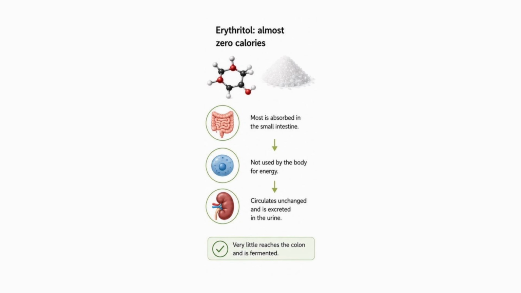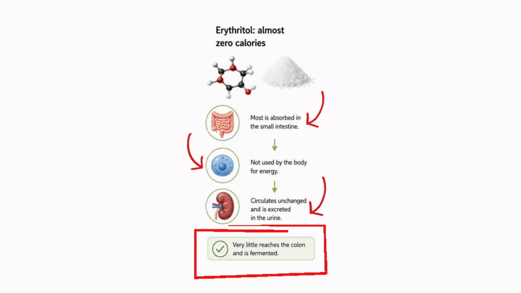Let's take erythritol as an example. Erythritol behaves quite differently from other sugar alcohols. Most of it is absorbed in the small intestine. However, once absorbed, it is hardly used by the body as a source of energy because humans lack efficient metabolic pathways to convert erythritol into usable energy. As a result, most absorbed erythritol circulates through the body largely unchanged and is eventually excreted in the urine. Only a small amount reaches the large intestine, so very little is fermented by gut bacteria. This is why erythritol is considered to have a caloric value close to zero.